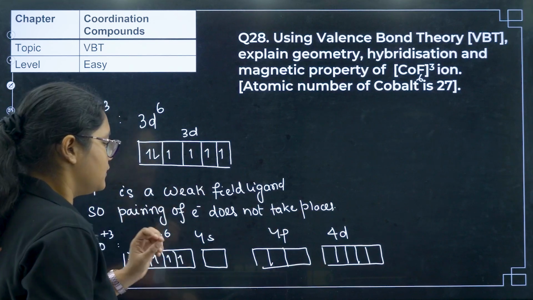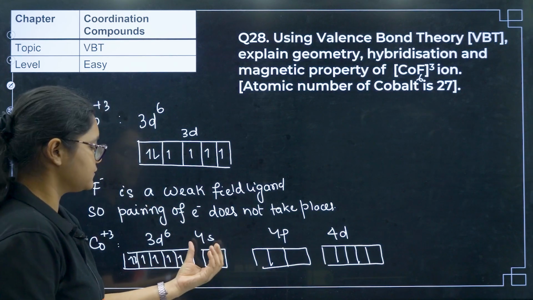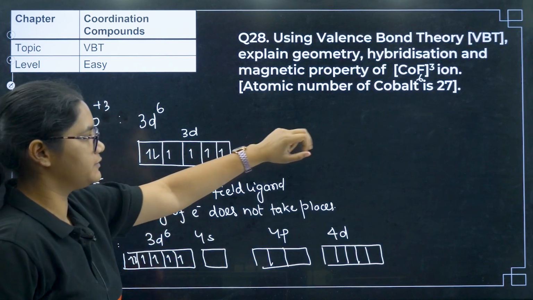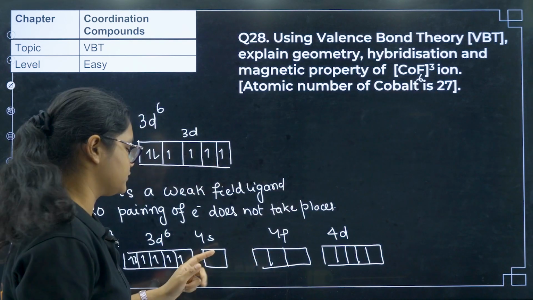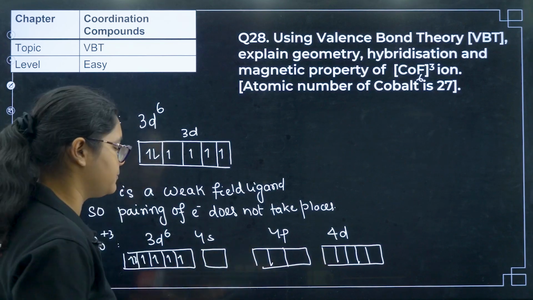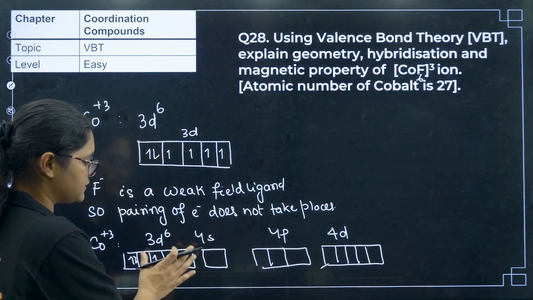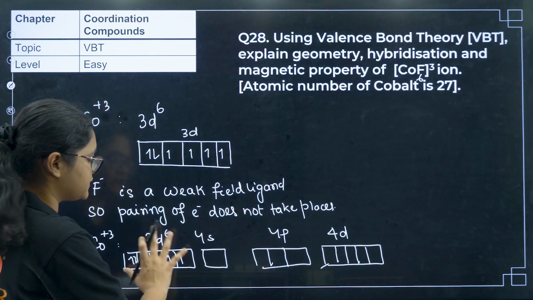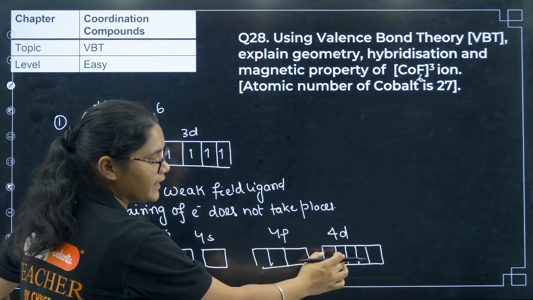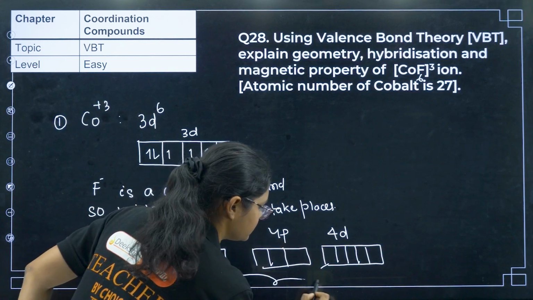Okay, now what I can say here is, we need how many empty orbitals? We require 6 empty orbitals. So 1, 2, 3, 4, 5 and 6 empty orbitals are already present. Now what will happen? There is no involvement of these d electrons because there is no pairing here. These 6 orbitals will undergo hybridization. So you have to show it like this.